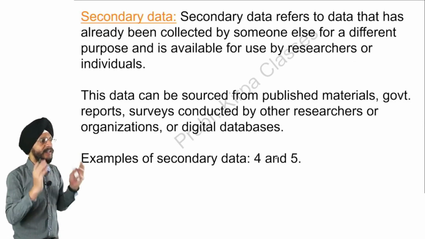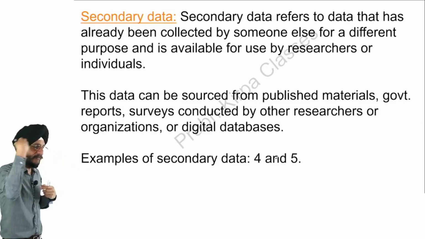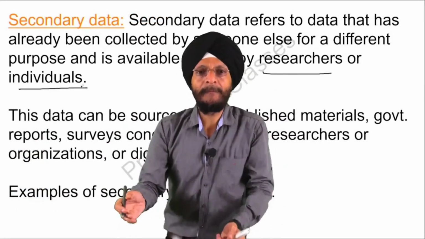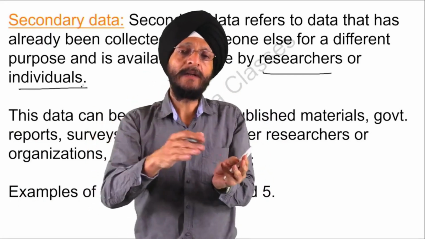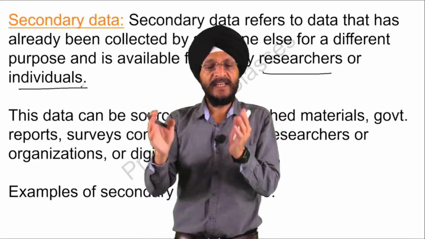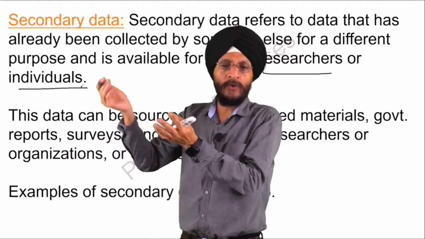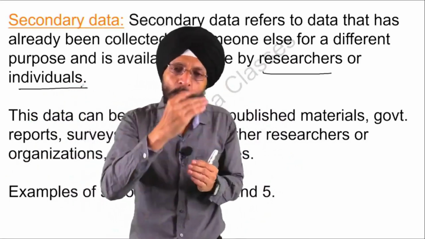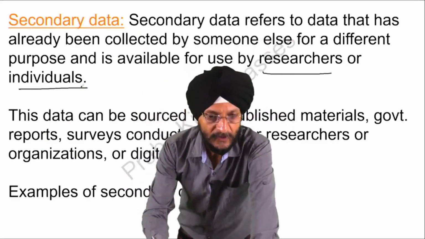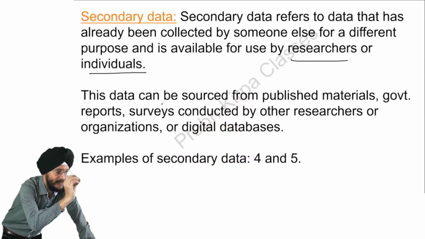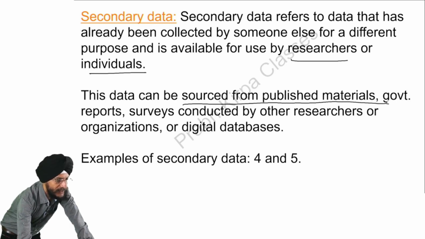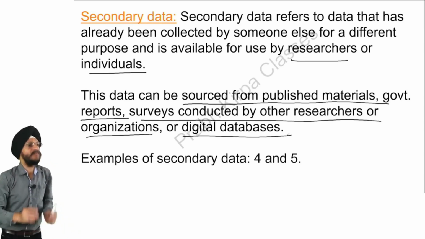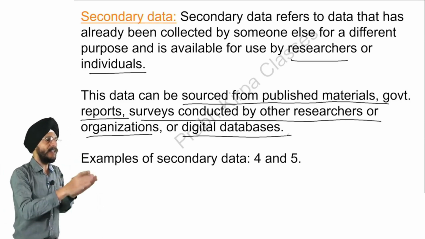Now, what is secondary data? Secondary data means the data that has already been collected by someone else for a different purpose and is available for use by researchers and individuals. For example, the literacy rate data was collected by some organizations or individuals. They collected the data on the instructions of the government or the owner of the particular institution, so that the same may be published or the necessary action may be taken by the government to improve the literacy rate in the country. We are only utilizing this data, and that data is called secondary data. This data can be sourced from published materials, government reports, surveys conducted by other researchers or organizations, or digital databases such as search engines. Examples of secondary data have already been discussed.